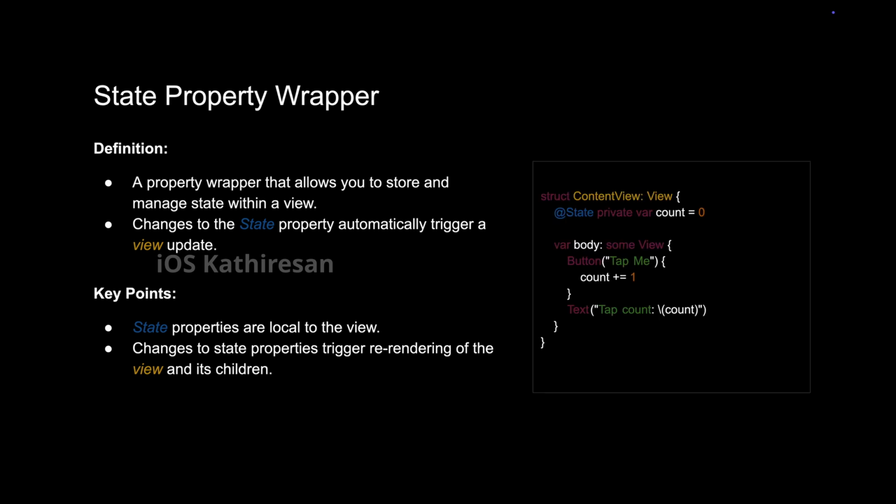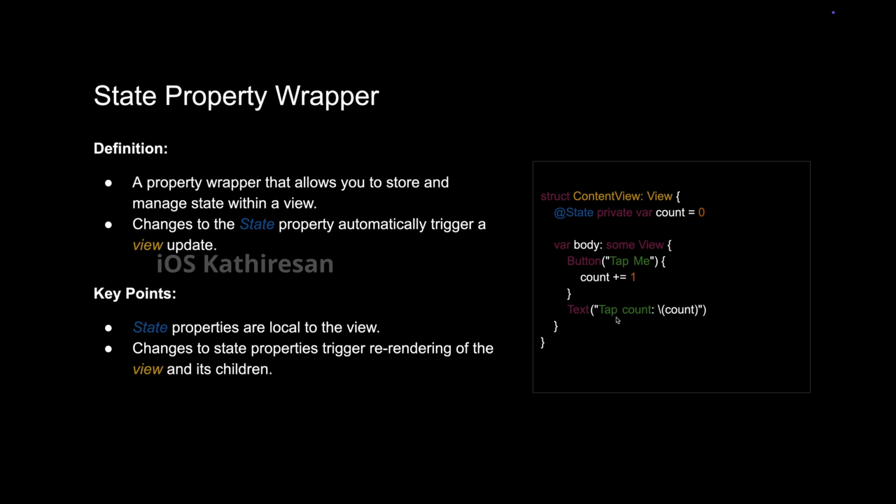Okay, so here is an example. The count is a variable, and we mention @State as a prefix, so it's called a property wrapper variable. The count is an integer, and we also have a button in the body. So when the button is tapped, the action happens, count plus 1. So whenever we tap, the count will increment.